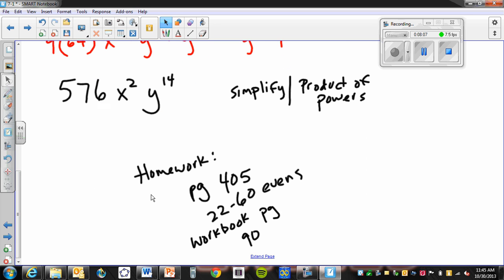It's a lot to soak in, but we have a couple days to work on this. Your homework: page 405, 22 through 60 evens, and we'll be doing workbook page 90.